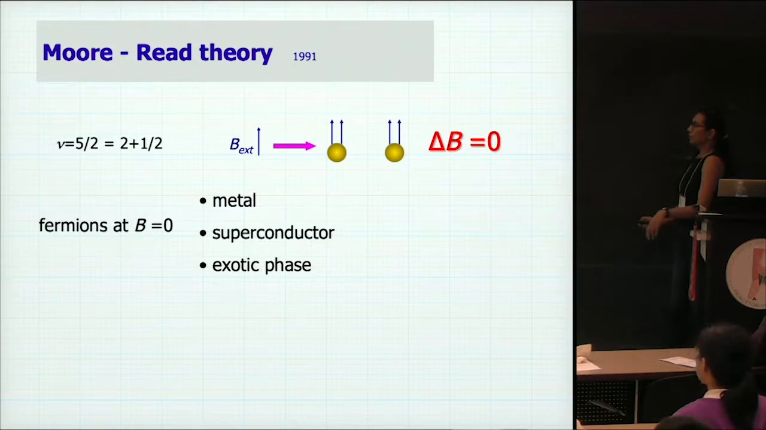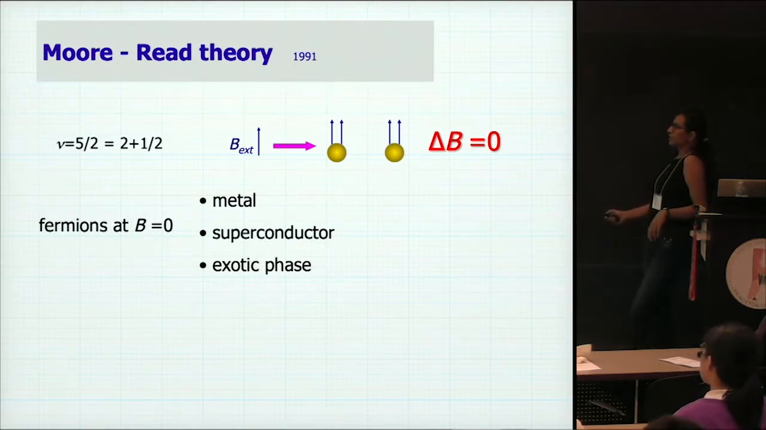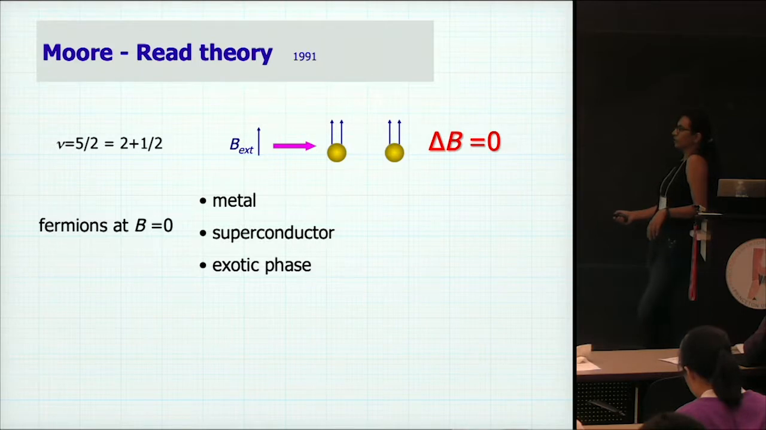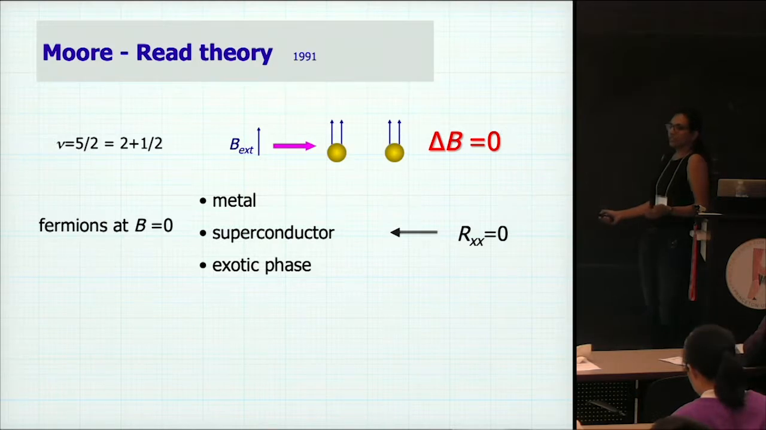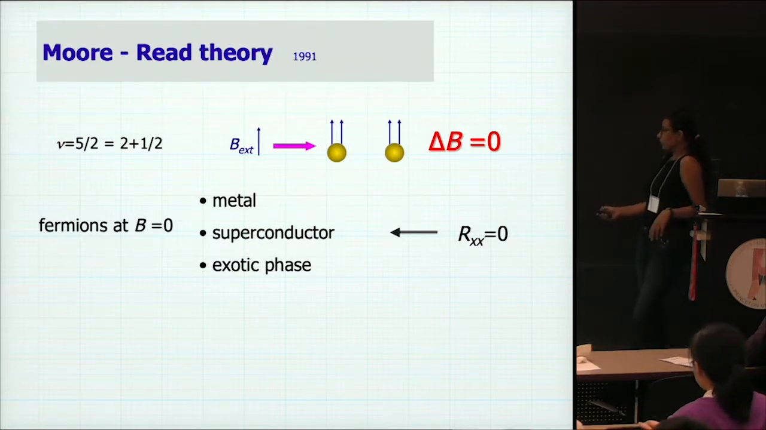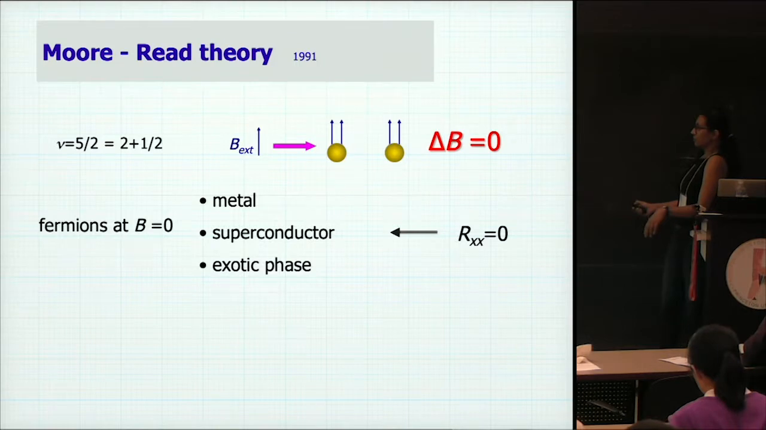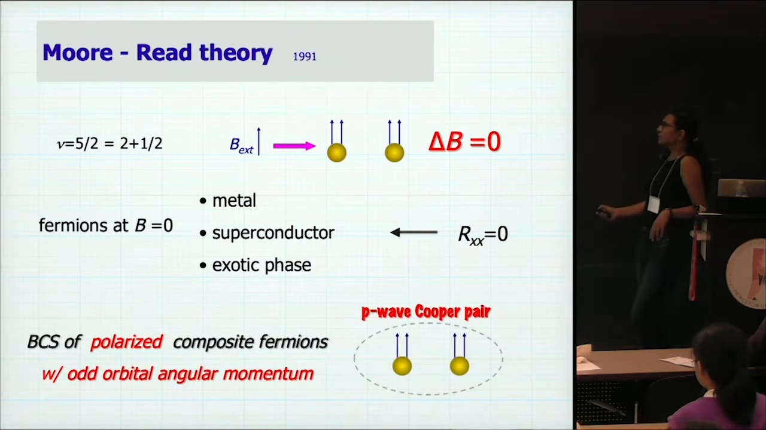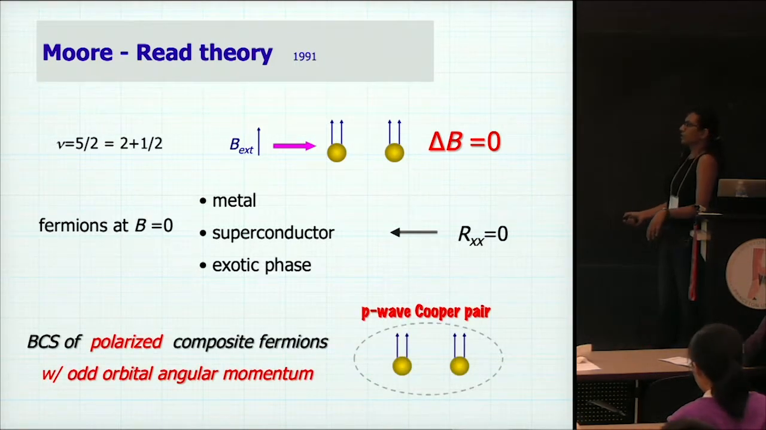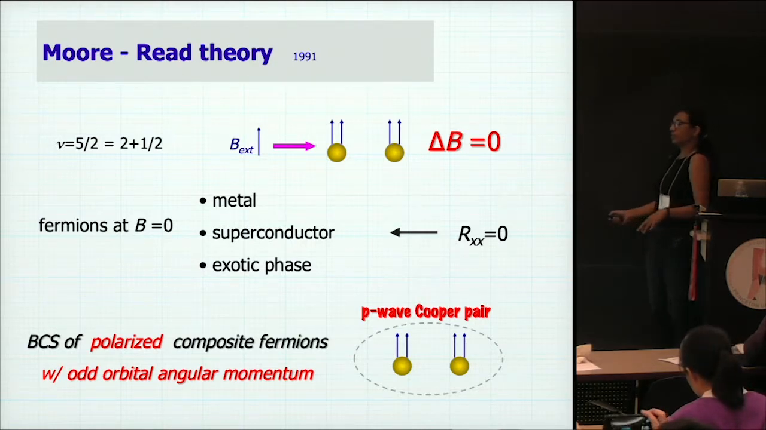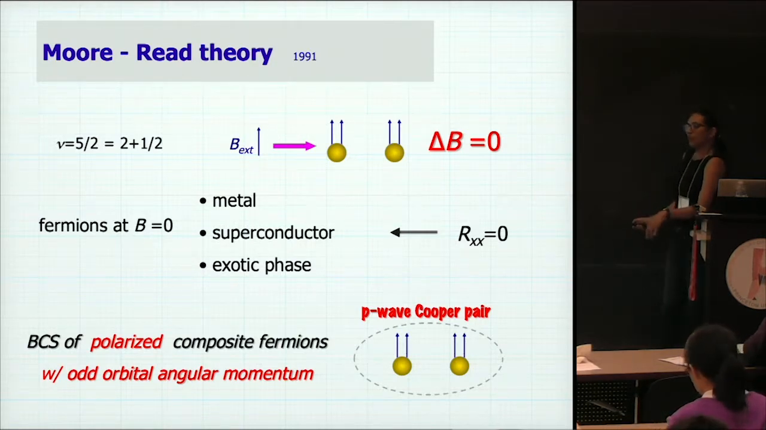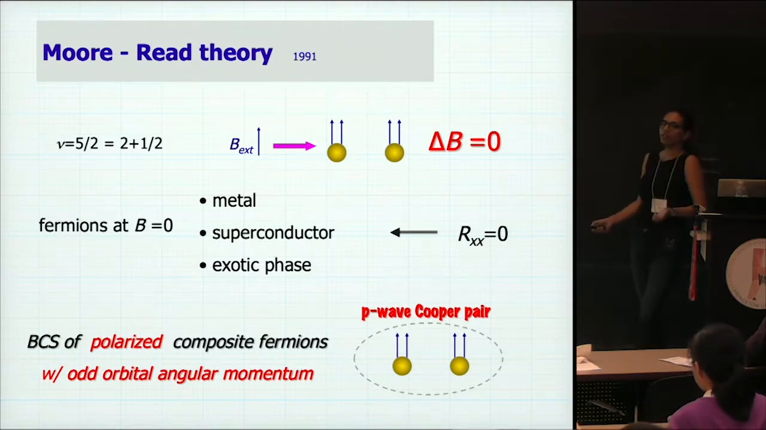So eventually what they want to say is that it can be a metal or a superconductor or any exotic phase. And why superconductor? Because Rxx was zero, so longitudinal resistance is zero. You have a gap, so you can think of a superconductor, and this can be a p-wave superconductor, because of the structure that we think. So Moore and Read came with this theory that maybe it's a BCS paired state of composite fermions. And this p-wave Cooper pair generated the idea of this non-abelian state, like Majorana fermions.